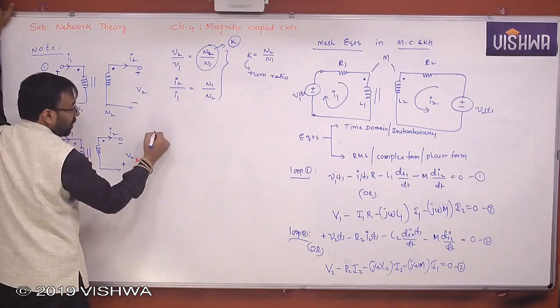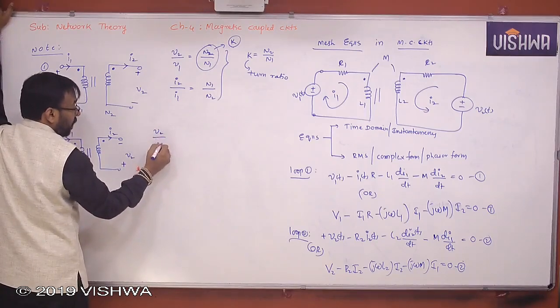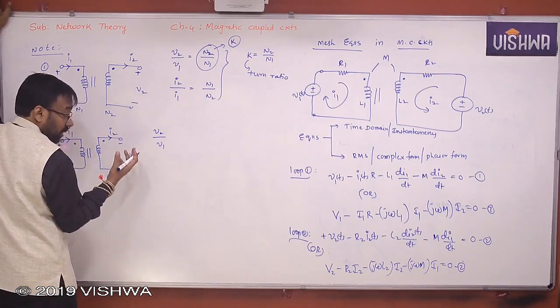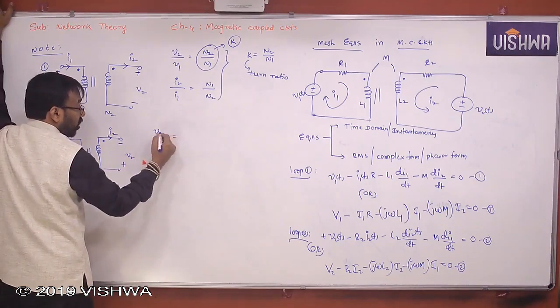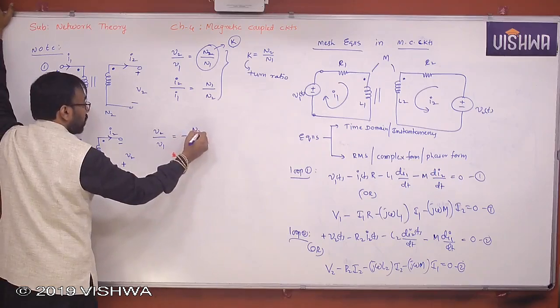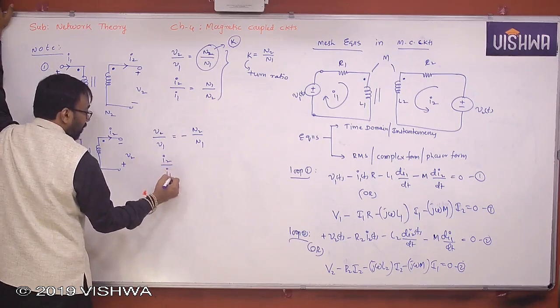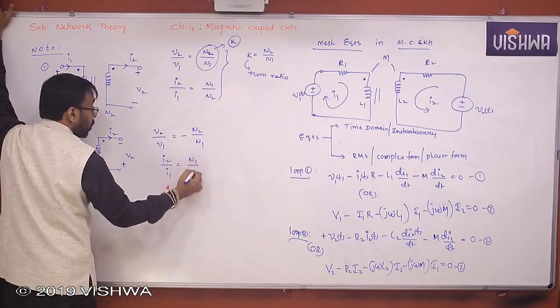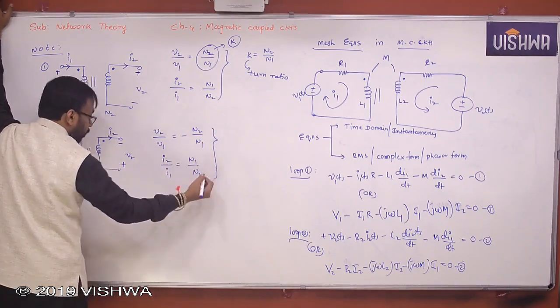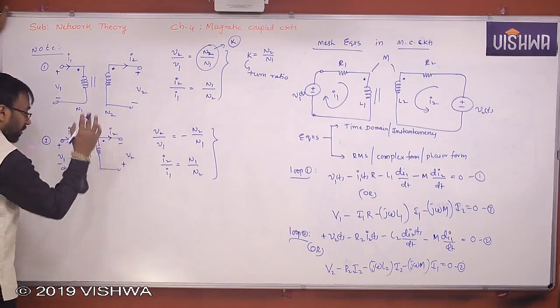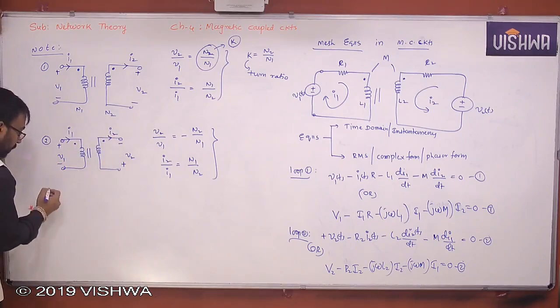But now here, V2 by V1. Actually, this is now plus minus, minus V2 it becomes. Yes or no? Therefore, finally V2 by V1 can be written as minus N2 by N1. And there is no change in I2 by I1. That is N1 by N2 only. Because I1, I2 are not affected here. Okay? Only V2 is affected. I2 is not affected. Third one.